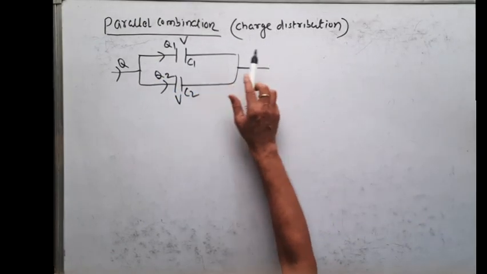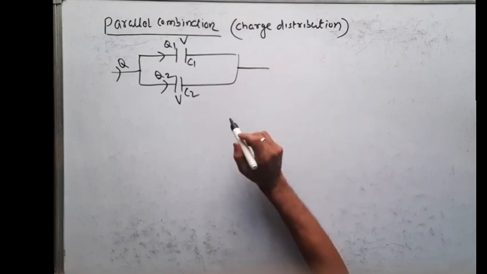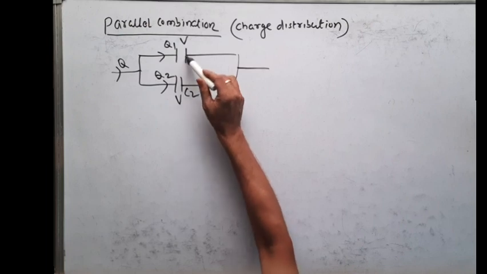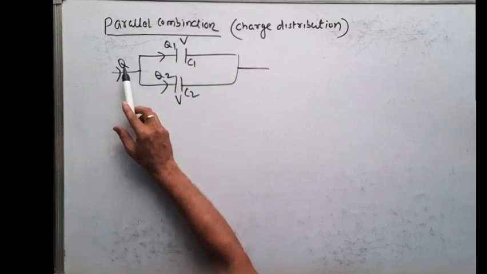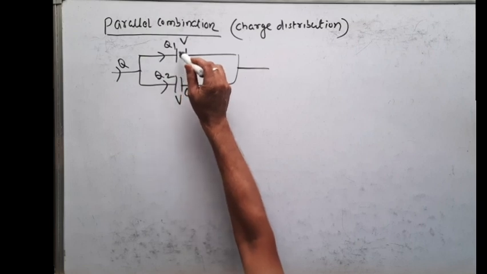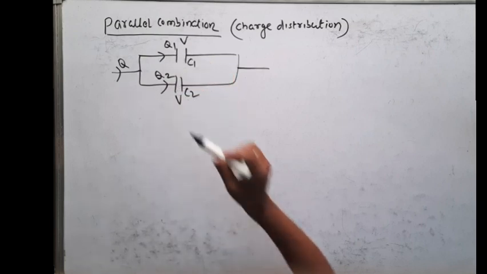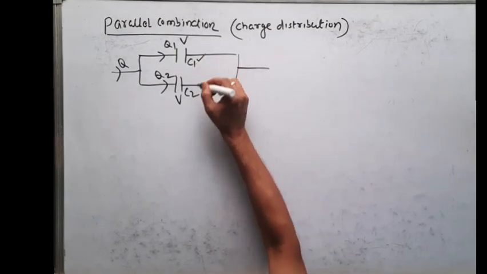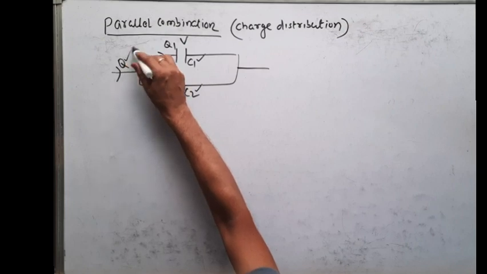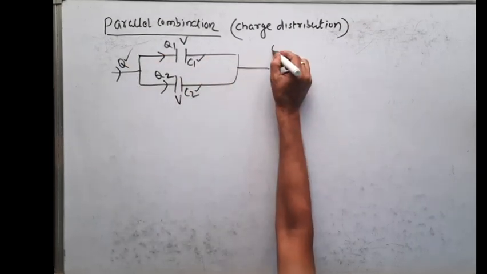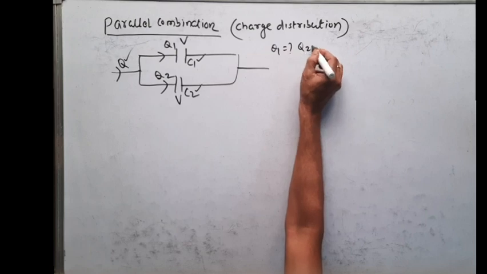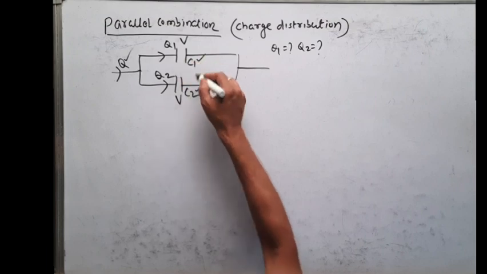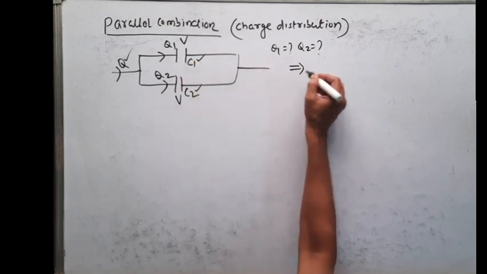So now in the parallel connection, how is charge distributed? Suppose there are two capacitors C1 and C2, both connected in parallel. Total charge is equal to Q. Out of this Q, Q1 is stored in capacitor C1 and Q2 is stored in the second capacitor. Suppose we know the C1, C2 values and the total charge, then how can you find Q1 and Q2? That is charge distribution.